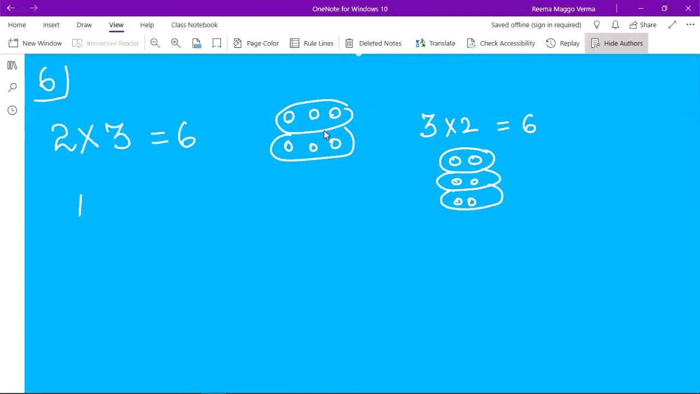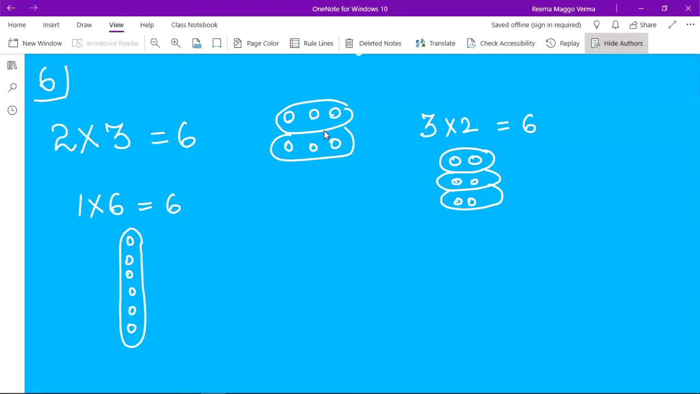Another way of representing 6 is 1 group of 6. So let's make the picture. Yes, we have 1 group of 6 and it is representing 6.